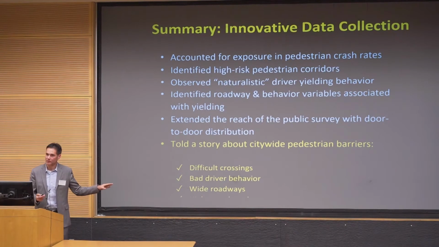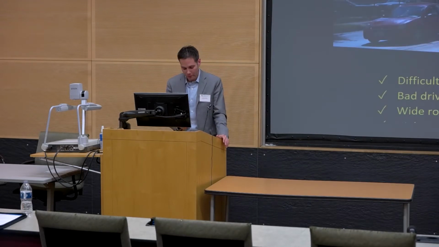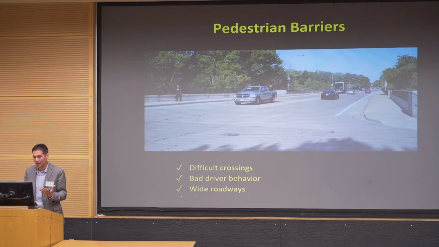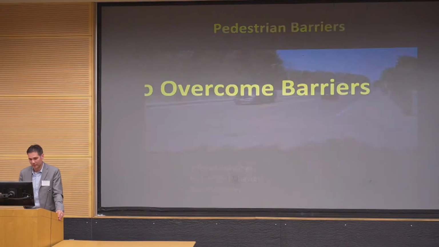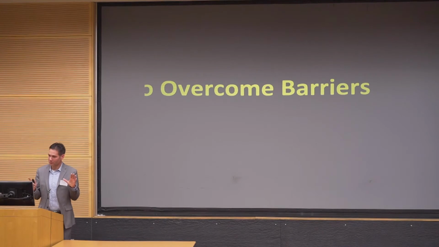There's difficult crossings, bad driver behavior, wider roadways, and that's deterring people from experiencing their own communities. We have places like this roadway, somebody trying to cross at an intersection here, but doesn't have a crosswalk, and it's a major thoroughfare. Cars aren't even thinking about them. We have other locations that are multi-lane roadways that really have been prioritized for automobile traffic, even though people do walk in these places.